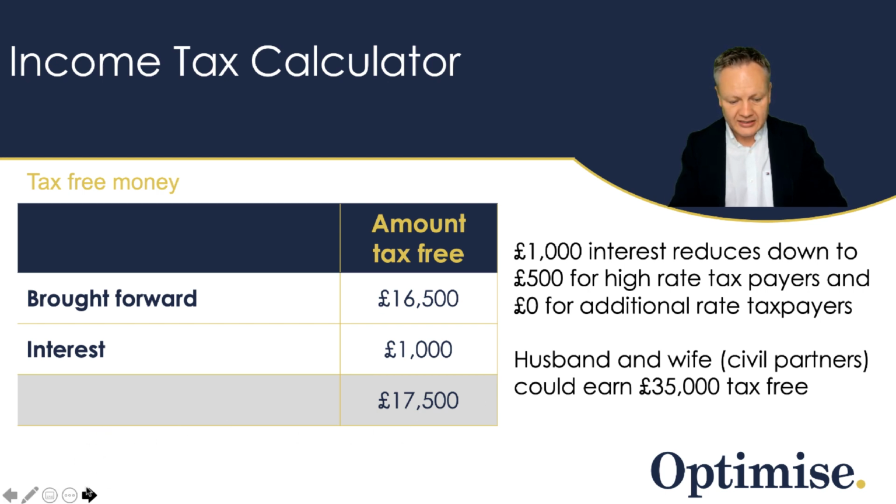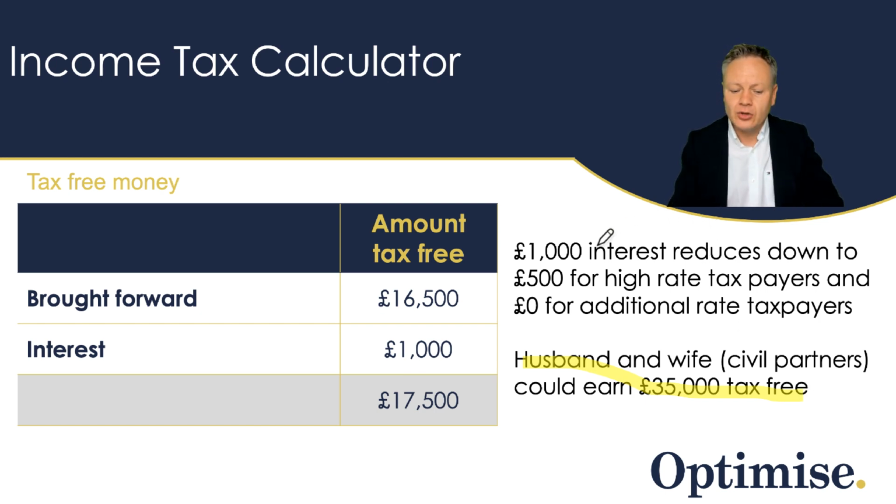If we look at these numbers here, we can see that we could have a husband-wife civil partner relationship, and they could bring home £35,000 into their home tax-free. £35,000 tax-free. That's amazing if you know what you're doing.